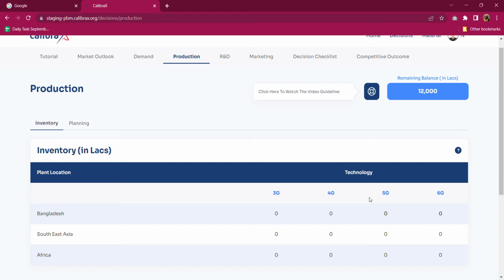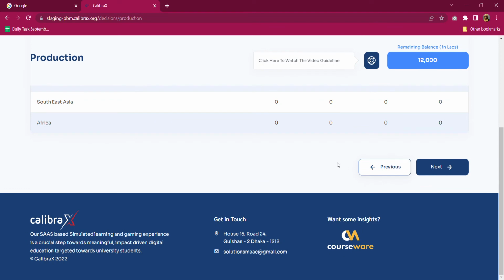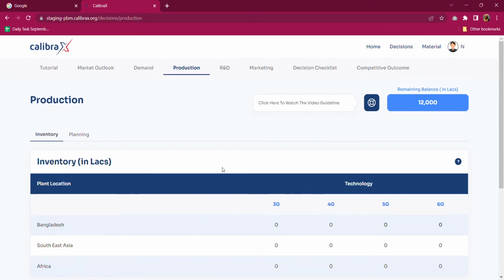Having a higher inventory would indicate the team has failed to take the right strategy in the last round compared to their competitors. However, having a little bit of inventory may not necessarily be a bad thing, especially when the production cost of a certain technology may change due to technological and macroeconomic variables. We are proceeding to the production planning.